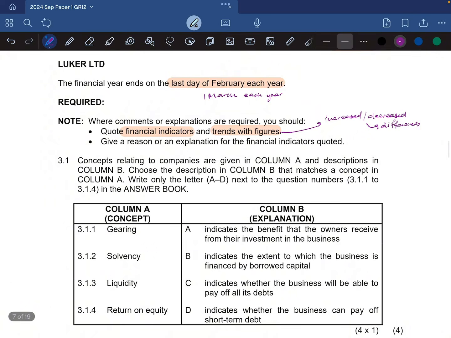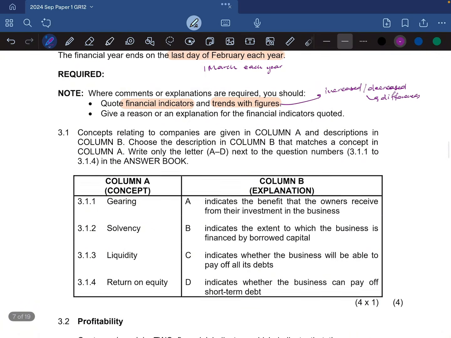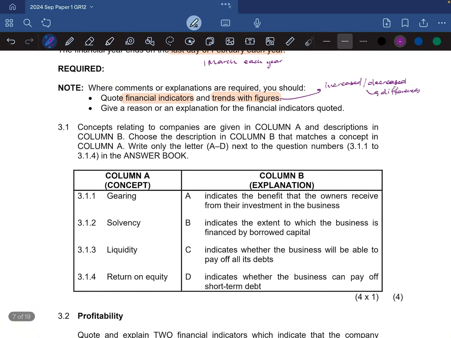Okay, and then 3.1, we are given concepts relating to companies, which are given in column A, and descriptions in column B. Now we need to choose the description in column B that matches a concept in column A. So write only the letter A to D next to the question numbers 3.1.1 to 3.1.4. Basically, we're just matching column A and column B.